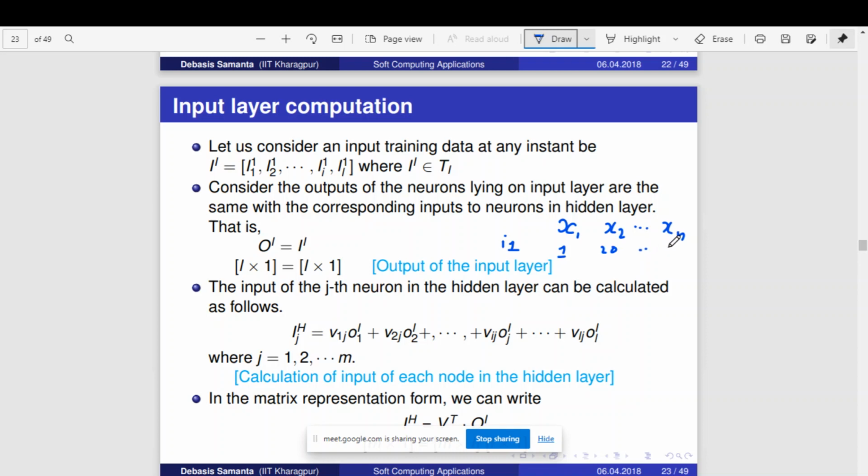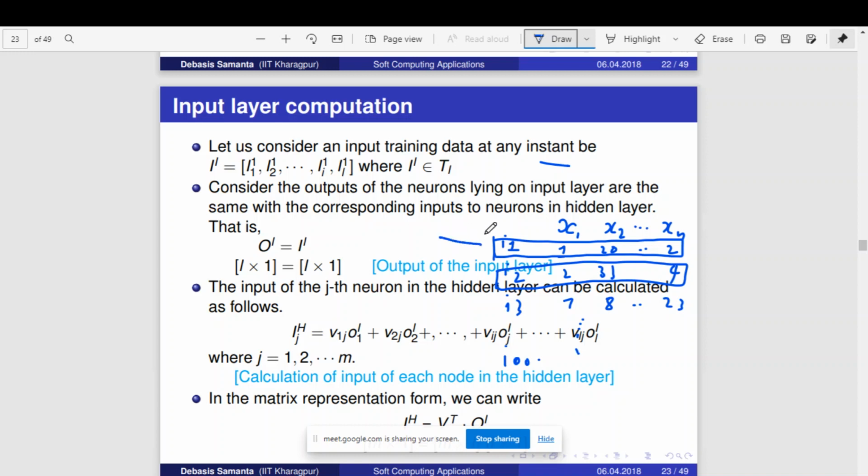Okay, right, 120, 30, 40, then I2 is 2, 33, 4, then I3 is 7, 8, 23. This is one input, the first set of input. This is another set of input. Like that, how many rows are there in your data set? If you have 1000 rows, then there will be 1000 inputs like that. So let us consider the input training data at any instant. That is one input training data. So this is nothing but the training data.